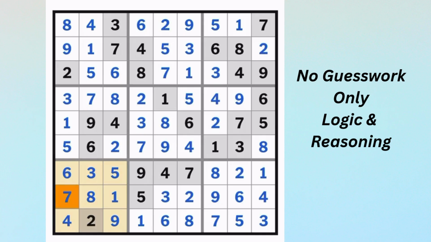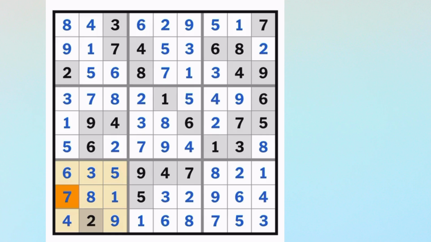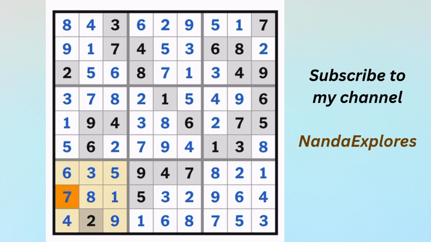So friends, you see, we have completed the task of completing this puzzle, which has a degree of difficulty of hard, in about 20 minutes. By following certain strategies, note that we did not use any guesswork.